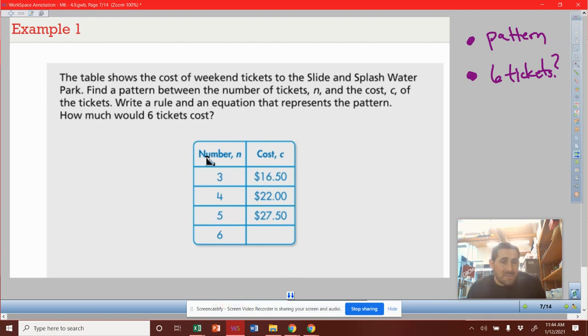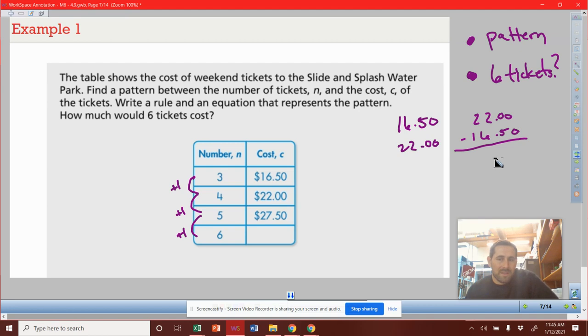Let's identify some of the changes. So what's the change happening with the number of tickets? 3 to 4 to 5 to 6. Every time we are going +1, right? So add a new ticket and the price changes, right? Well, how much is the price changing by? If we went from $16.50 to $22, how much did we add in price? One way we can do that is we can take $22 and subtract $16.50, and that'll give us the price of one of the tickets.